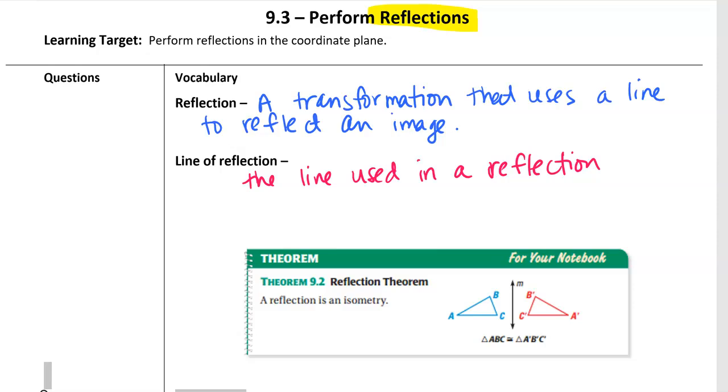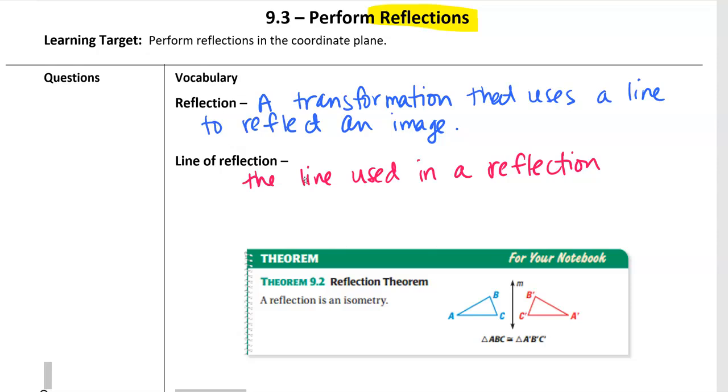I have some vocabulary at the beginning here, so feel free to pause the video to write this down. First of all, a reflection is a transformation that uses a line to reflect an image. And the line of reflection is what the line is called that we reflect a shape or a point or something over. Feel free to pause if you want to jot those down, but we're going to talk more about lines of reflection as well.